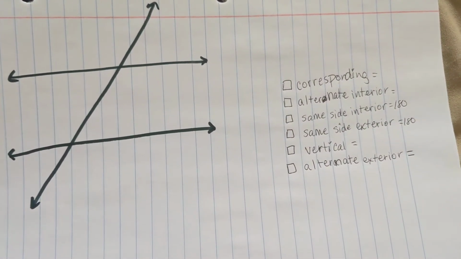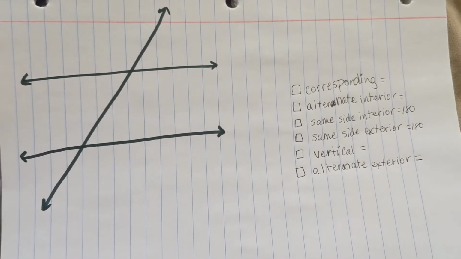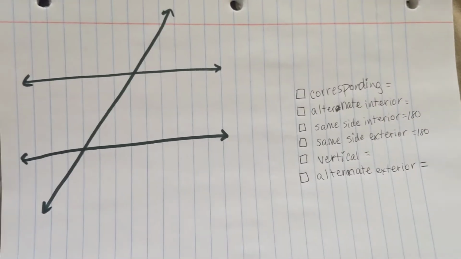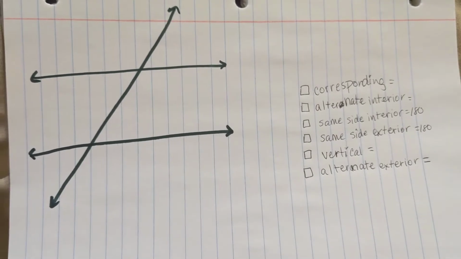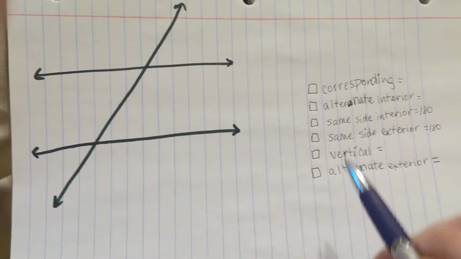The most important thing that you need to know whenever you are doing angle relationships and you're working with parallel lines cut by a transversal line is you need to know your vocabulary. Because if you don't know the vocabulary, it's going to be impossible for you to do the work.